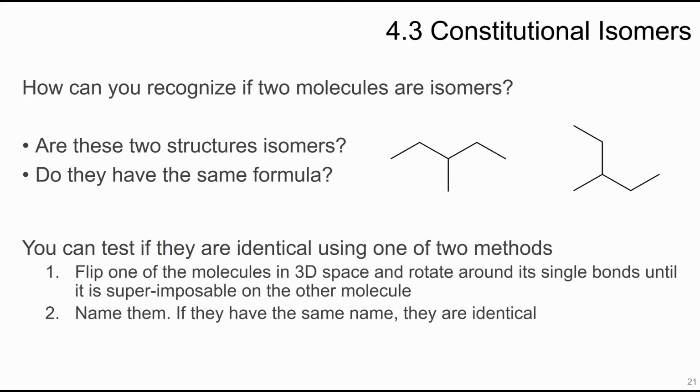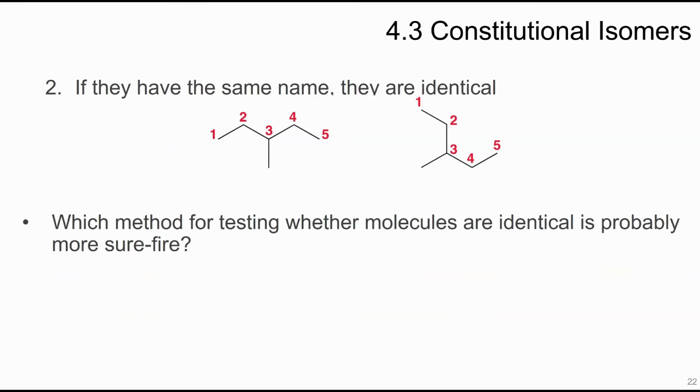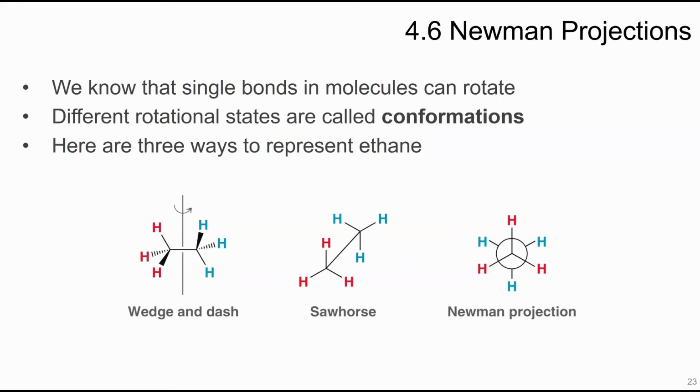The other method is to name the compounds. If they have the same name, they are identical. So we can look at this here. This is 3-methylpentane. This is 3-methylpentane. Which method is a surefire way to tell if they're identical? For me, it would be naming, but you could be a more visual person who can rotate things in their head and make that connection, but I have a hard time with that.